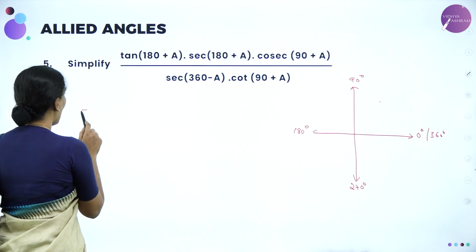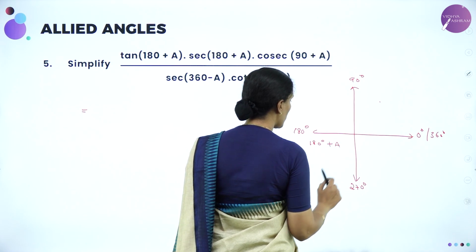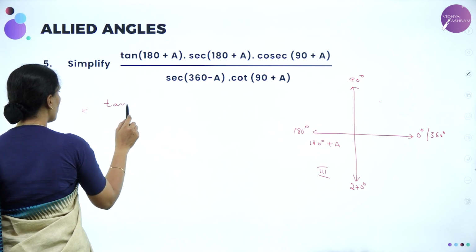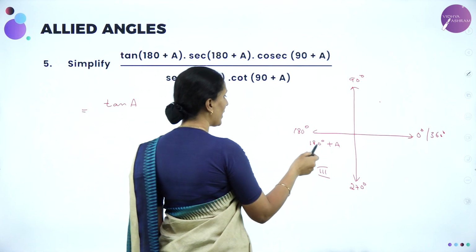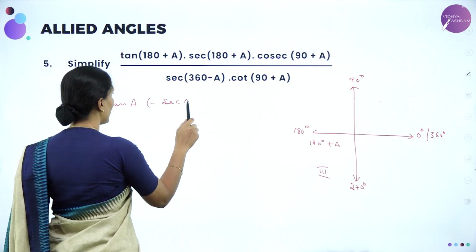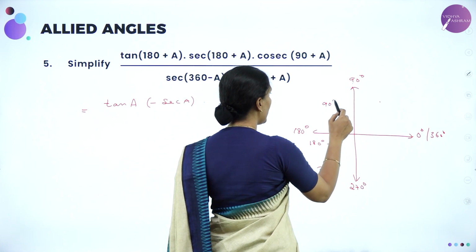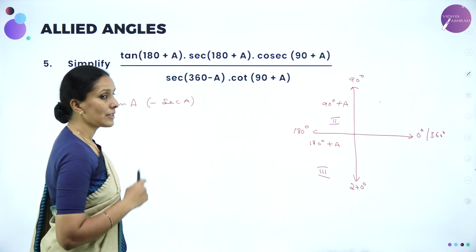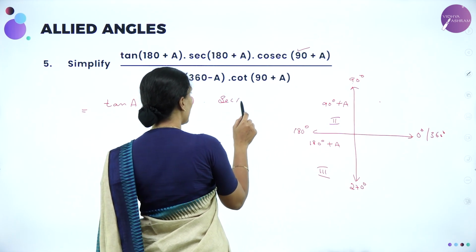Next we will take tan(180 plus A). This is 180 plus A, which comes in the third quadrant. In the third quadrant, tan is positive and the function also does not change. So it is tan A. Next we have secant(180 plus A). Secant is negative in the third quadrant, so we can write it as minus secant A. Next, cosecant(90 plus A). 90 plus A means it lies in the second quadrant, and in the second quadrant cosecant is positive. But since we are using 90, cosecant should change to secant A.